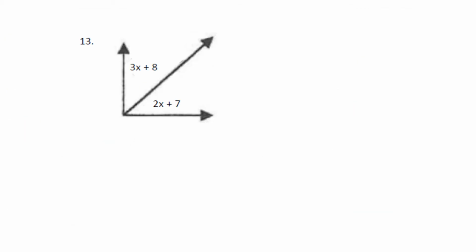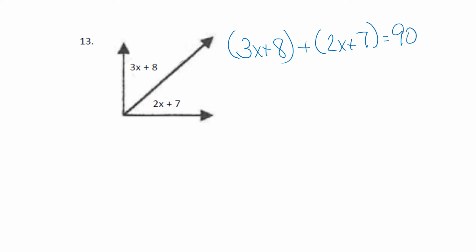Number 13, our directions are that we need to find the value of x. We know that this is a 90-degree angle, so the two angles inside should add up and equal 90 degrees. So we set up an equation to solve for the x. So we're taking the first angle of 3x plus 8, and we're going to add that to the other angle, which is 2x plus 7, and the two angles together should equal 90 degrees.